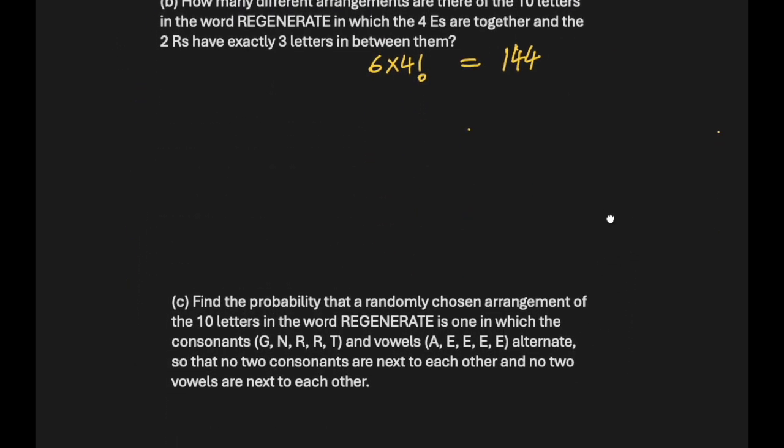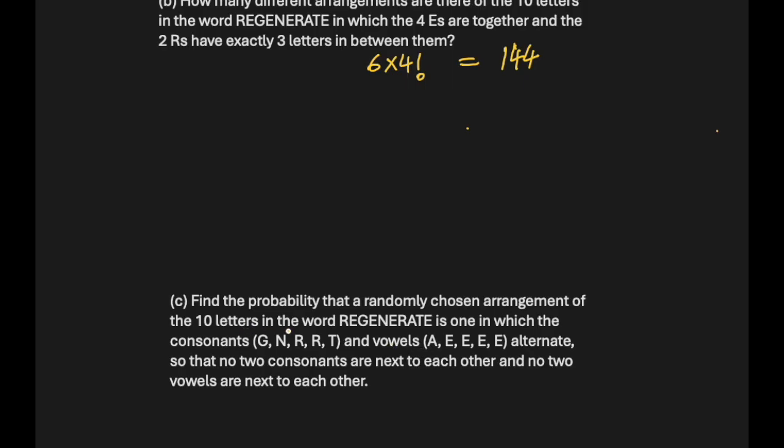Part C. Find the probability that a randomly chosen arrangement of the 10 letters in the word is one in which the consonants G, N, R, R, T and the vowels A, E, E, E, E alternate, so that no 2 consonants are next to each other and no 2 vowels are next to each other. So consonant, vowel, consonant, vowel, consonant, vowel. There are 5 of each, so this makes our job easy.